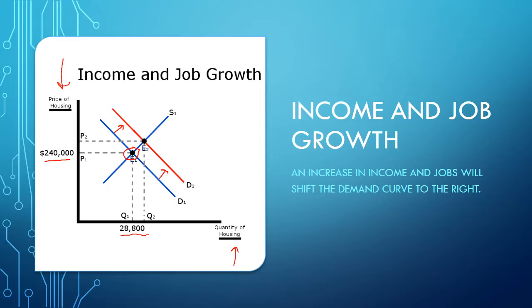So with this increase in demand, we now have a new equilibrium, as we have a new quantity and a price. So to sum it up, income and job growth increase demand, and thus they shift the new demand to the right.